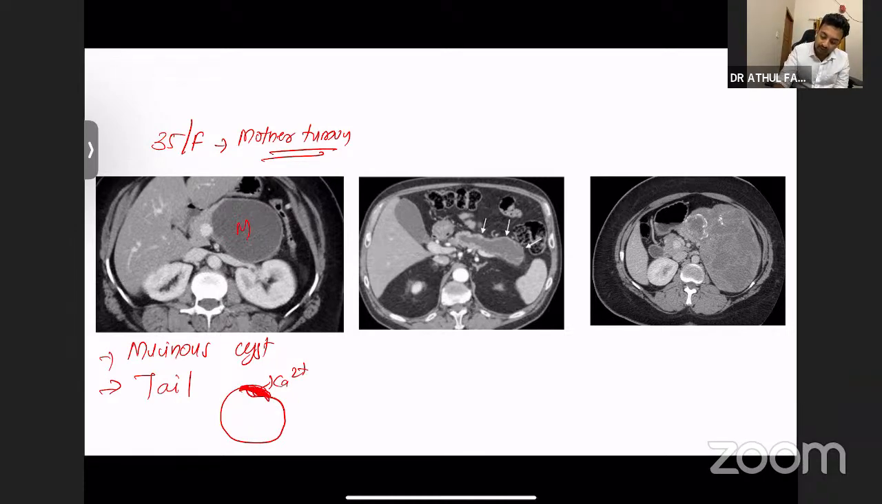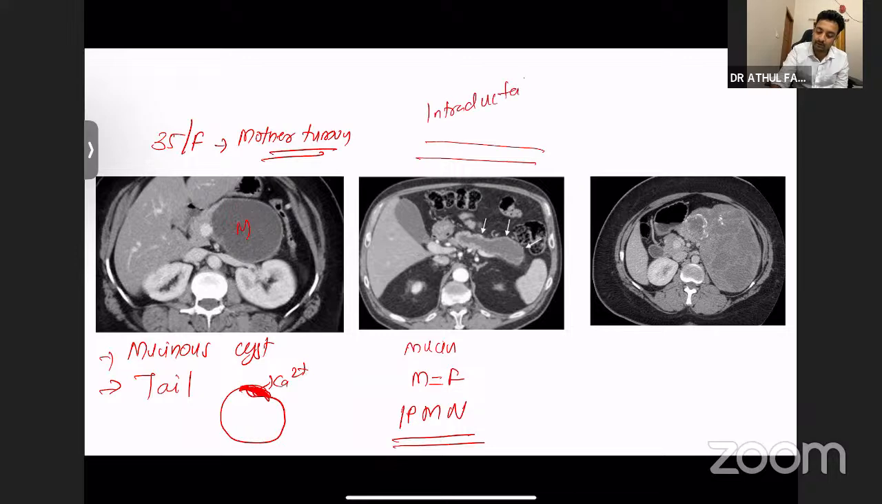Other condition, you are seeing the pancreatic duct is dilated with mucin. It has a similar incidence for male and female. The condition is known as IPMN, intraductal papillary mucinous neoplasm. The name itself says it. So the duct is filled with mucin. If you do endoscopy, you will be able to see the mucin protruding out, the bulging papilla, because of protruding mucin, you will be able to see in ERCP.